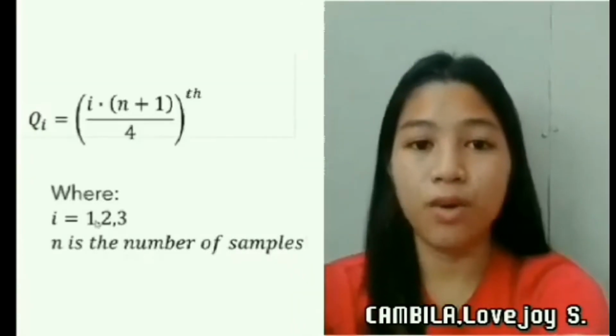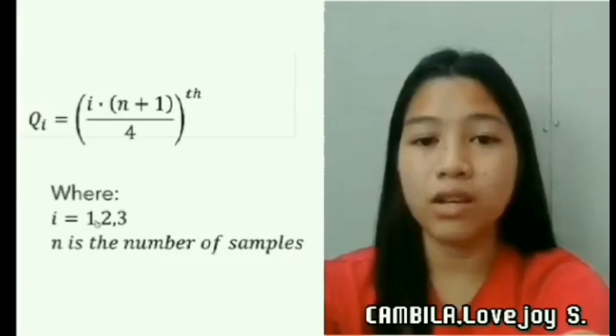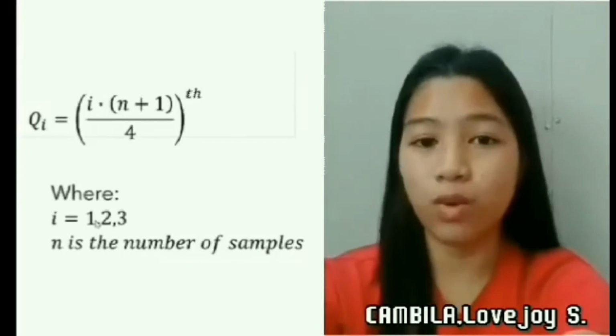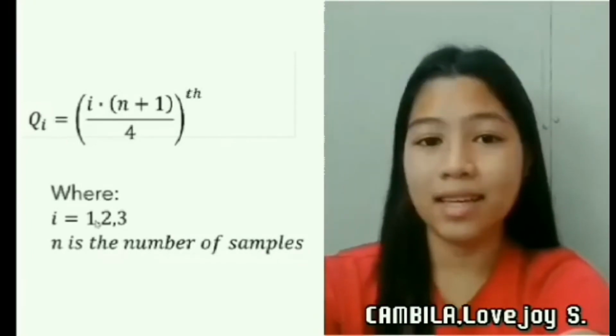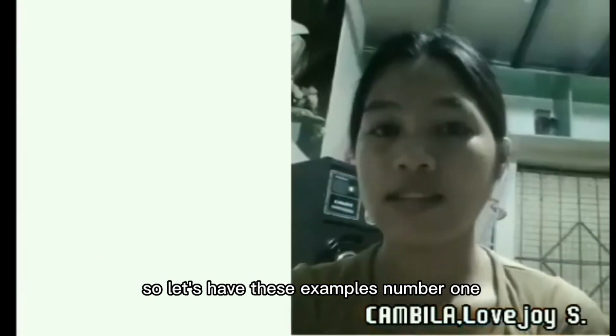What is a quartile? Quartiles divide the rank-ordered data set into 4 equal parts. It is a statistical term that describes the division of observations into 4 defined intervals based on the values of the data. So this is the formula where i is equal to 1, 2, 3. These stand for quartile 1, quartile 2, and quartile 3, where n is the number of samples. So let's have these examples.